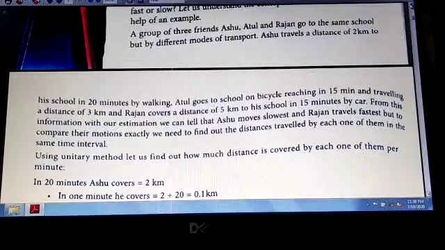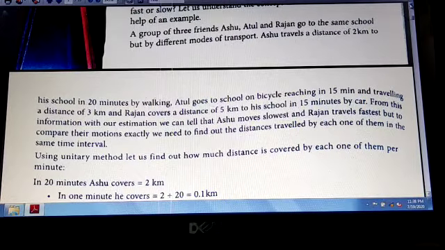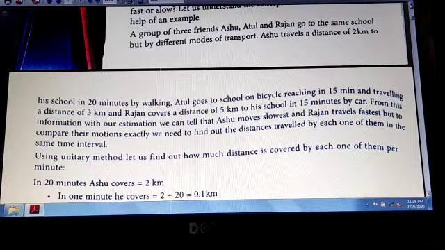So in last class we had read the example of three friends who go to school but by different modes of transport. So names of the three friends are Ashu. Now Ashu travels a distance of 2 kilometers in 20 minutes by walking. So in 1 minute he will cover 2 divided by 20, that is 0.1 kilometer.